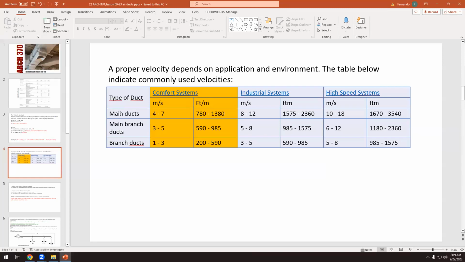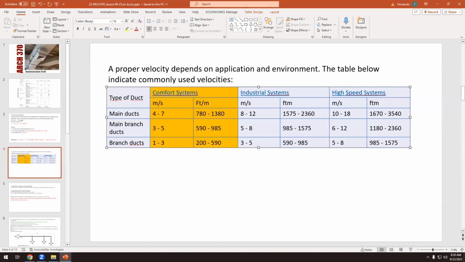So that's the type of duct: main duct, branch, main branch. I will explain this. And these are the units, meters per second, international system, and this is in feet per minute, the imperial system. We have 3 different categories: comfort systems, industrial systems, and high-speed systems. Well, high-speed systems are not for buildings. Okay, so this is for cars or planes or whatever. So we are not dealing with that. Industrial systems are in industry. So again, we're not designing industrial buildings, factories; they have another standard, they have other requirements. So we are designing comfort systems: buildings, single family houses, commercial buildings.